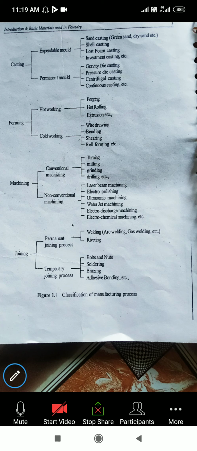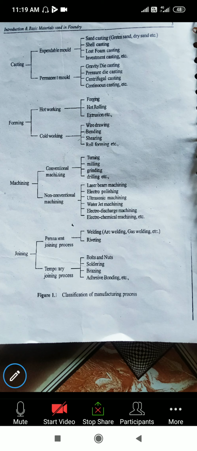These machinings are called non-traditional. Apart from the traditional, we are doing something different, so that is called non-traditional, or non-conventional machining. The laser beam machining, electro polishing, ultrasonic machining, water jet machining, electro discharge machining, and electrochemical machining are the different types of machining used for machining purposes in a non-traditional way.